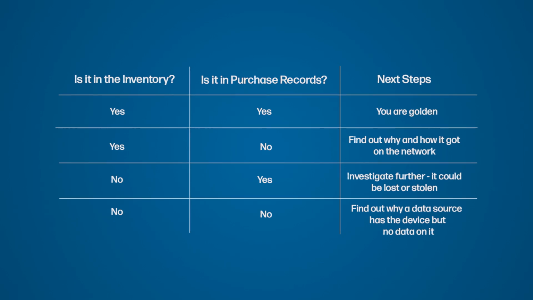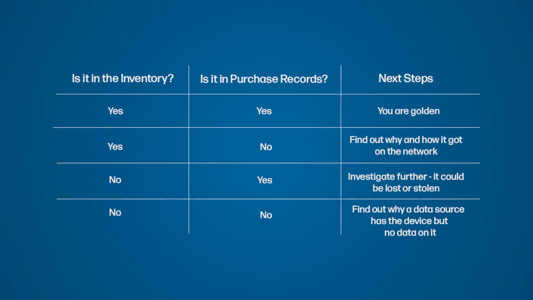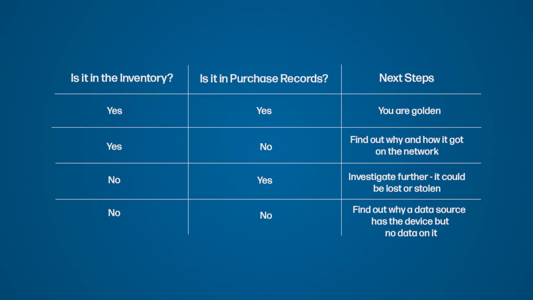For instance, if you have a purchase record for a device, but you have no inventory on it, you're going to want to go out and find out why. Usually that would be an indicator that that device has been lost or stolen, and so you might want to kick off an investigation to figure out where it is.